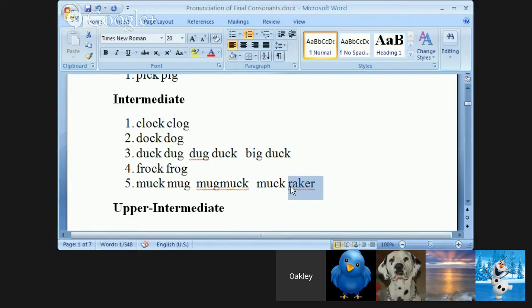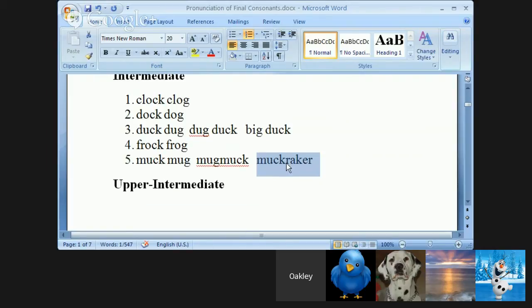A muckraker is not a person who rakes the mud, but actually the meaning is like a journalist who brings to light the dirty, odious, disgusting deeds of politicians or famous people. Like a tabloid journalist. Perfect example. Exactly. Okay, muckraker. Very good.